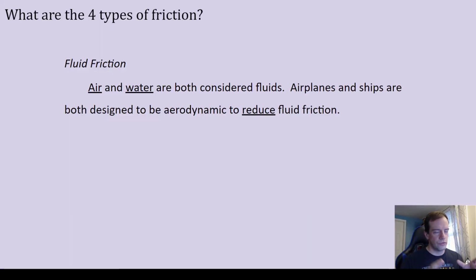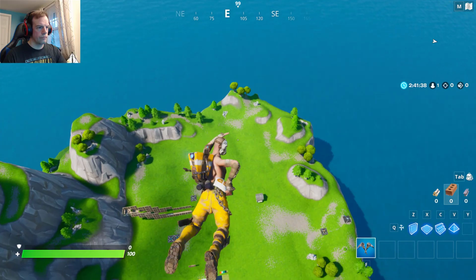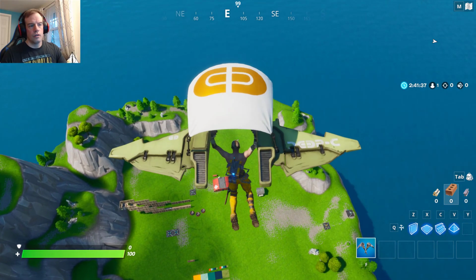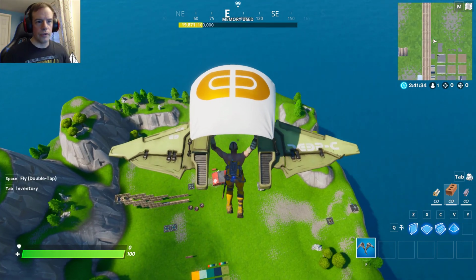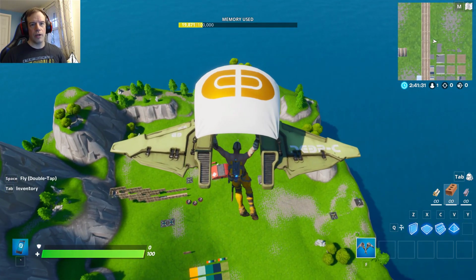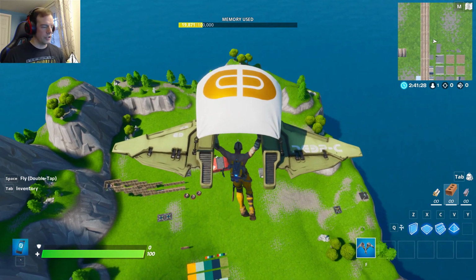Finally, we have to consider fluid friction. Air and water can produce friction. Think about airplanes and ships, rockets, anything going through a fluid has that rubbing of the air, that fluid or water on it, and that is considered a fluid friction. It's what aerodynamics is all about, reducing that amount of friction. We can reduce our rate of fall by using fluid friction, like using a glider.